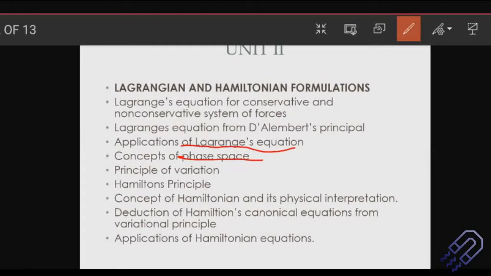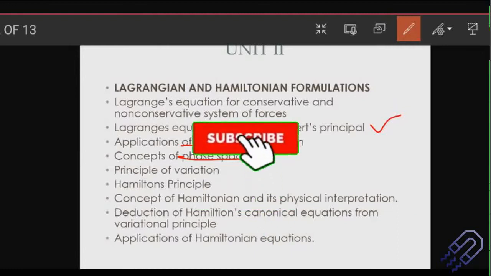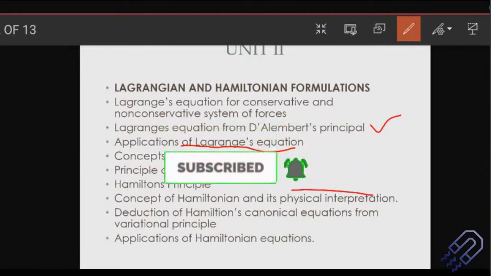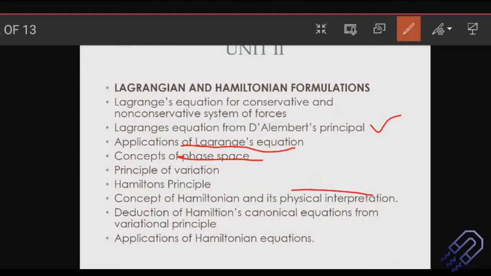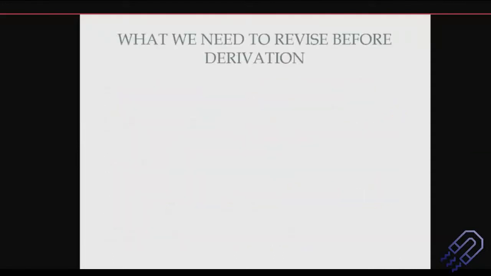So the first thing that we're going to do today is Lagrange's equation from D'Alembert's principle. And we are going to understand what a conservative and a non-conservative system is, because you already know what a conservative system is: the work done does not depend on the initial and the final position. We are going to use this idea to derive Lagrange's equation. First, we are going to revise, in only one slide, whatever we have done in the last two classes.